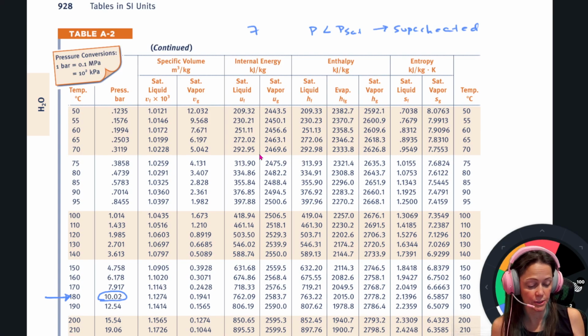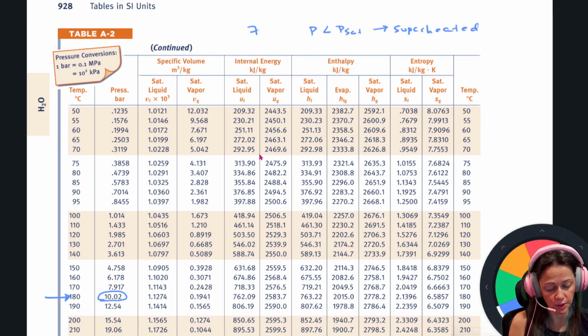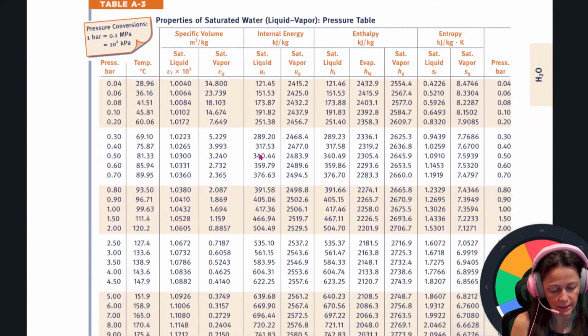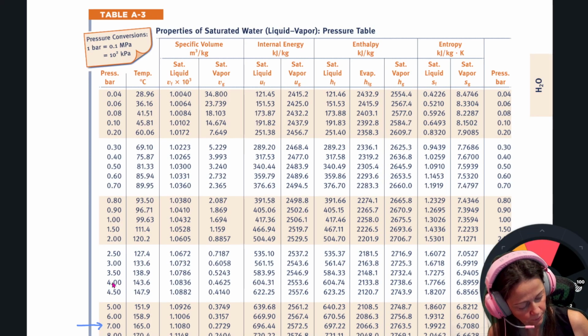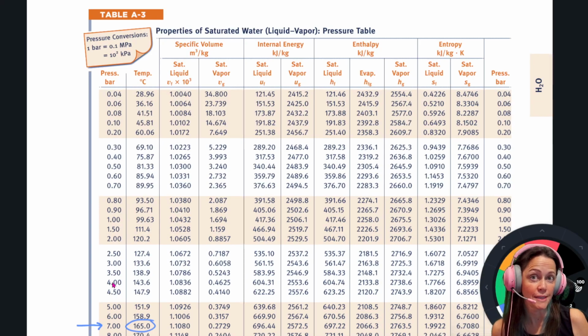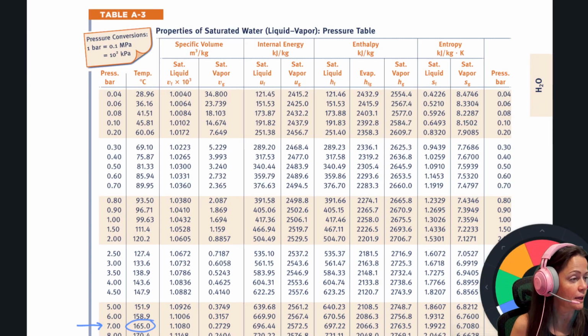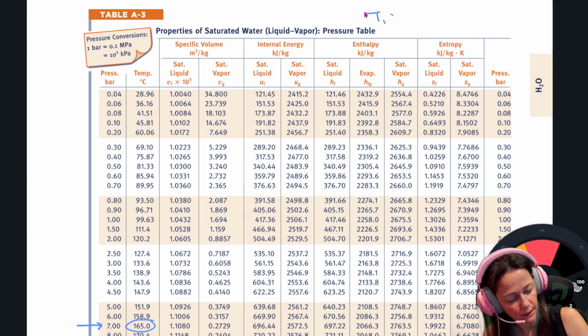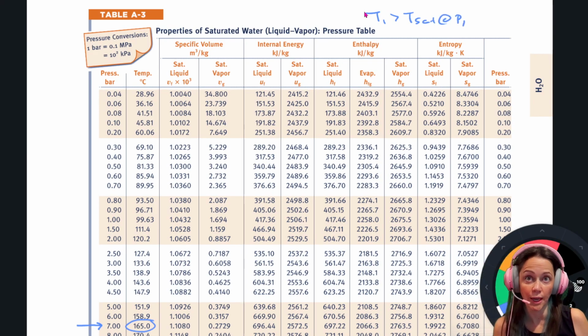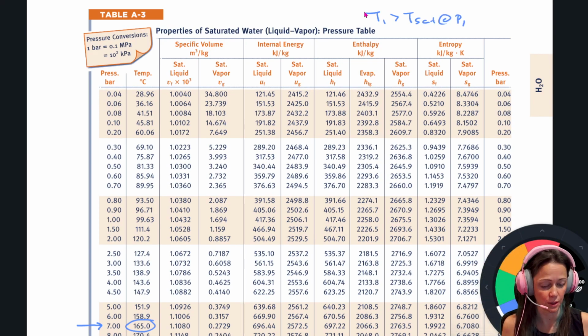Okay, so I go to my superheated tables. I could have also looked in my table A3, the saturated tables that are organized by pressure. So 7 bar, that's all the way here at the bottom. And I can see that if it were going to be saturated, then, let me make sure, we were at 180, is that right? Yeah. So my temperature, my T1, is greater than Tsat at P1. So again, I'm superheated. Both tables would tell me the same thing.